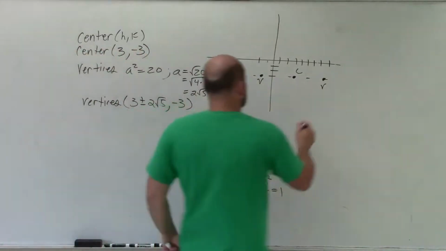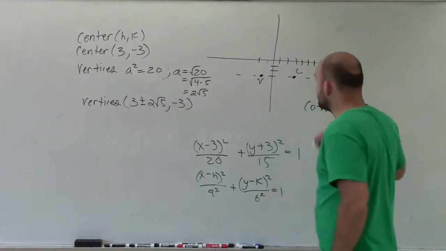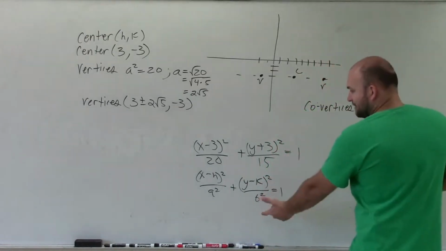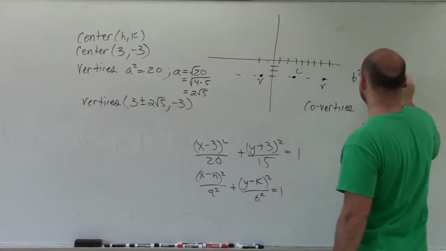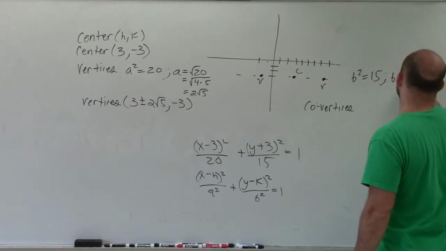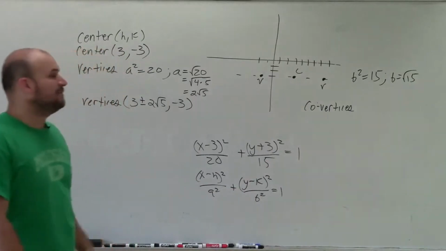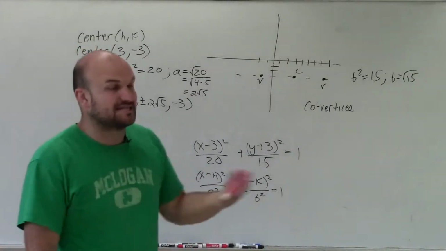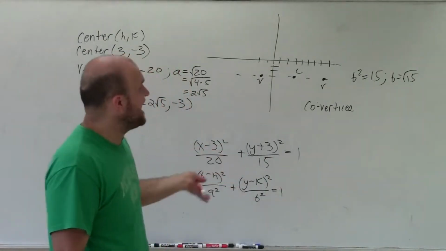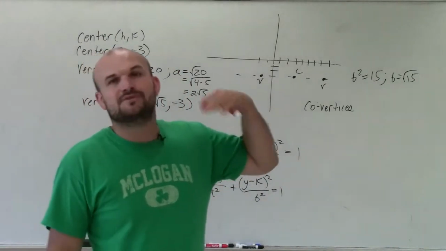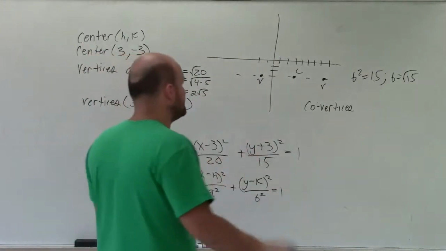Next thing, let's do the covertices. I'll put those over here. The covertices have a distance of b. Another fun one, b squared equals 15. So therefore, b equals the square root of 15. Now this one we can't simplify, which is fine. But we still need to identify the decimal version of that. It's going to be between 3 and 4, because 3 squared is 9, 4 squared is 16. So it's some decimal between 3 and 4.